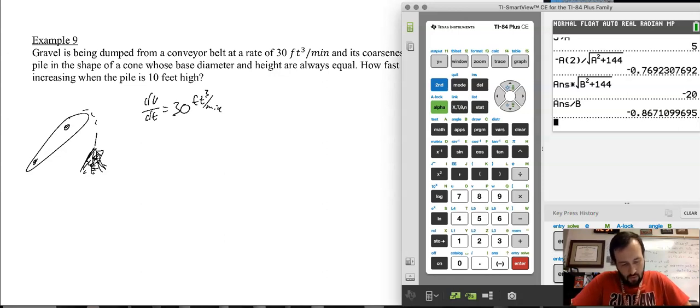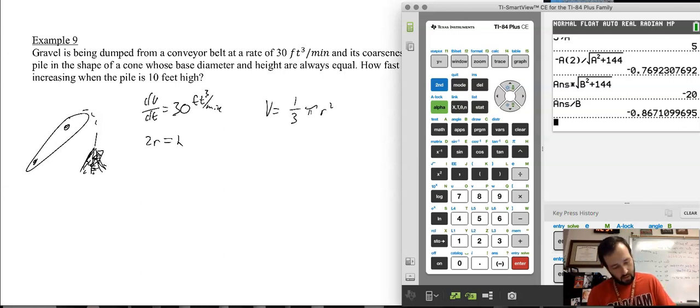And the pile of a cone whose base diameter and height are always equal. So 2 times the radius and the height are always equal, since the diameter is 2 times the radius. How fast is the height of the pile increasing when the pile is 10 feet high? So I'm talking about the volume, which the volume of a cone is 1/3 pi r squared h. And I want to find dh dt. How fast is the height changing?